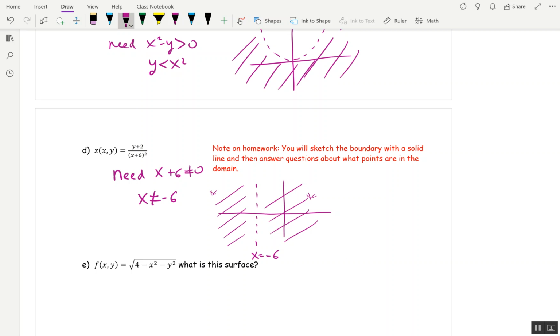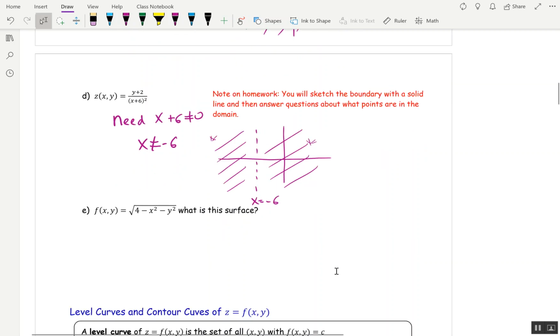Okay, last one. We've got a square root. The rule for square roots is you take the argument and you set it greater than or equal to 0. 4 minus x squared minus y squared greater than or equal to 0. So it's like logarithms, except you include 0 because it's okay to take the square root of 0. So that's x squared plus y squared less than or equal to 4. So the boundary will be x squared plus y squared equals 4. That's a circle of radius 2.